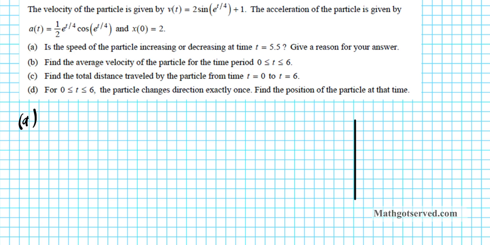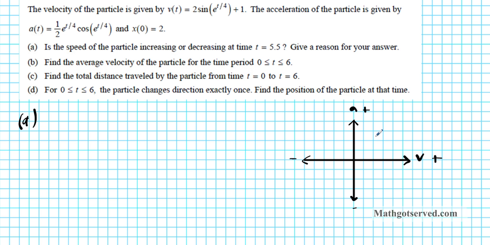So what I'm going to do is make a coordinate system. I'm going to label my x-axis velocity, and my y-axis is going to be acceleration. So this side right here is going to be my positive velocity, negative velocity. This is my positive acceleration and negative acceleration down here.